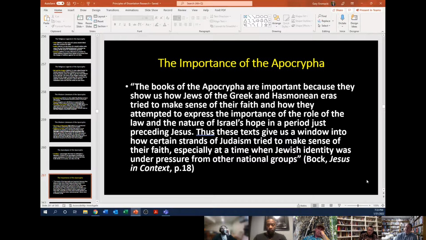So Darrell Bock has written a book, a very good book, called Jesus in Context. He says the books of the Apocrypha are important because they show us how Jews of the Greek and Hasmonean eras tried to make sense of their faith, how they attempted to express the importance of the role of the law, and the nature of Israel's hope in a period just preceding Jesus. Right? So these texts give us a window into how certain strands of Judaism tried to make sense of their faith, especially at a time when Jewish identity was under pressure from other national groups.